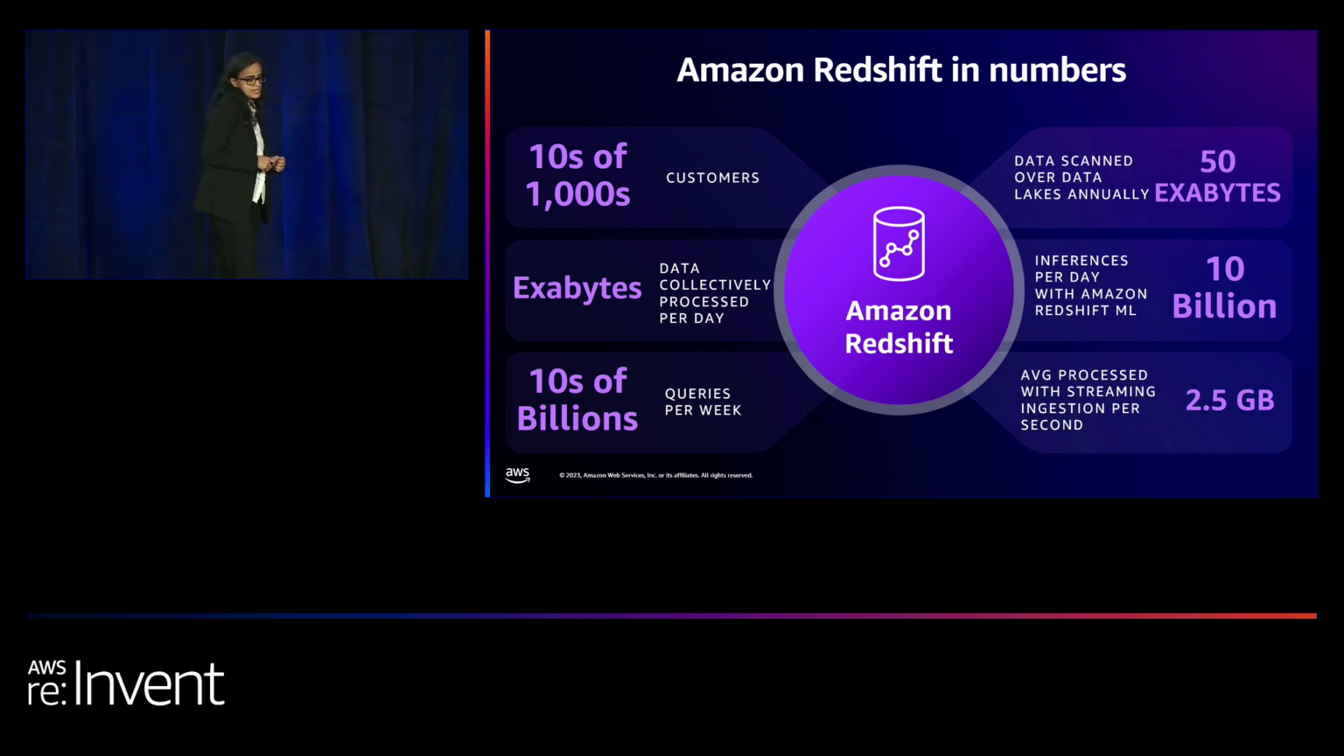And we have a capability called Redshift Machine Learning, with which you can use SQL to create, train, and invoke models. We have over 10 billion inferences per day using Redshift. So machine learning is a popular use case. And then there is streaming ingestion, where from a single stream, Redshift has around 2.5 gigabytes per second throughput.